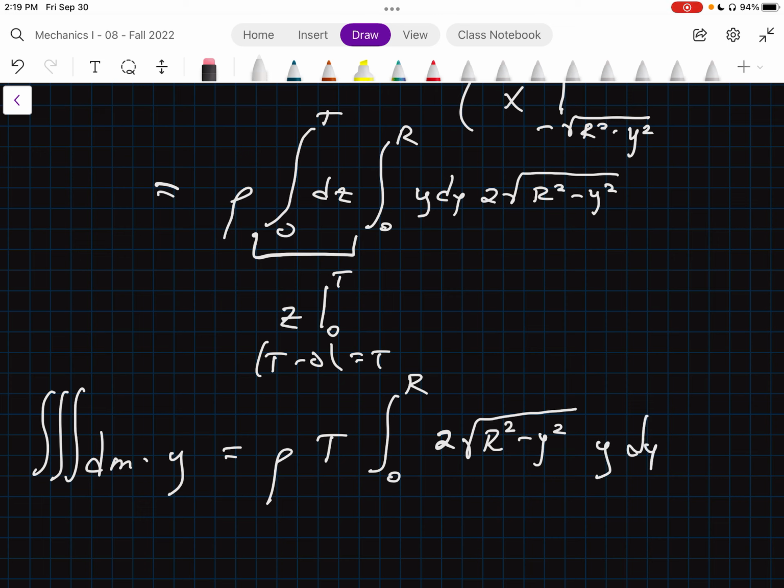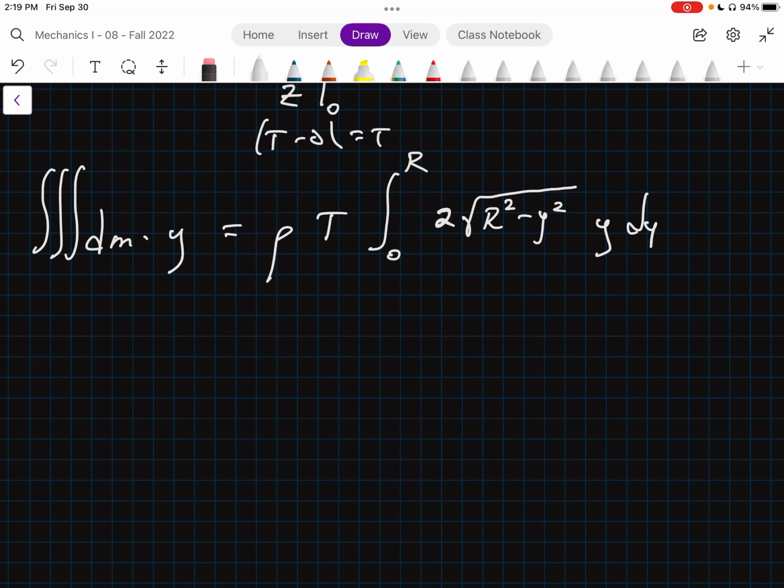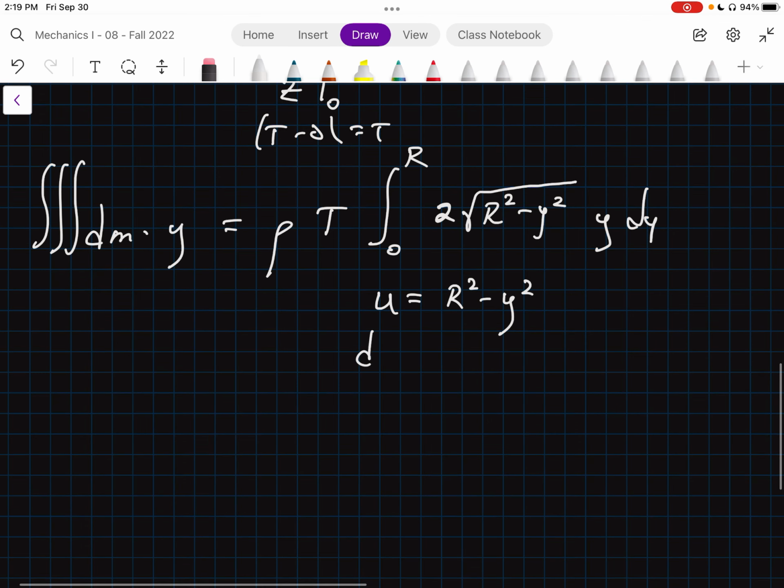Okay, so setting up the integral is a little bit easier in Cartesian coordinates, but the integral itself is harder, right? Whereas when we did it in cylindrical coordinates, maybe getting the volume element until you're comfortable with that is a little bit more challenging, but the integral itself was really easy. Okay, so I'm going to do a u substitution to try and solve this. I'm going to say u is r squared minus y squared, and my du would be negative 2y dy.